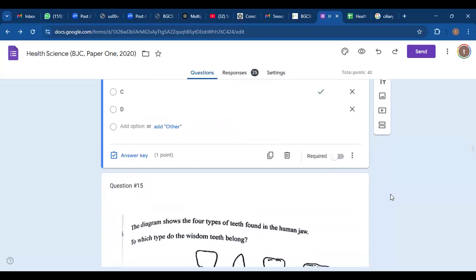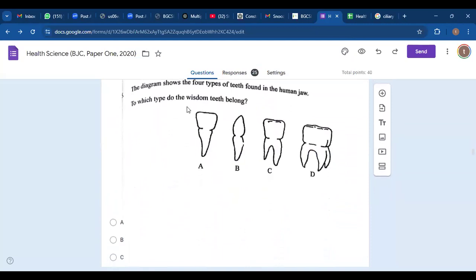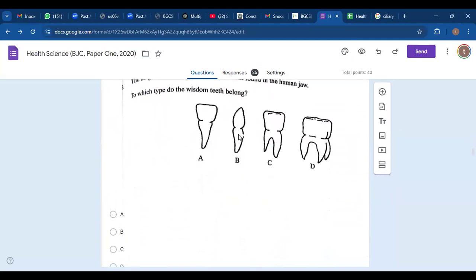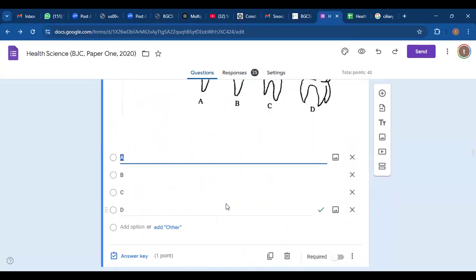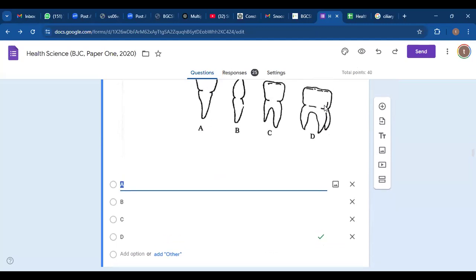Next, number 15. The diagram shows 4 types of teeth in the human jaw. To which type of teeth do the wisdom teeth belong? That's D. Some of y'all don't have your wisdom teeth yet, right? Y'all are still budding. I do have mine, and it's annoying. Which age do you get them? Old enough.